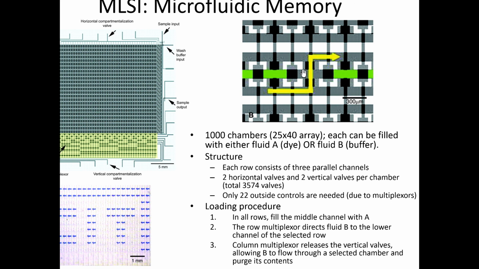This happens one row at a time. Okay, so let's say we're handling this row. For the particular columns that you would like to remove or purge, you open up the valve corresponding to that column, and you allow the purged liquid to flow through there into the upper channel, and so on.